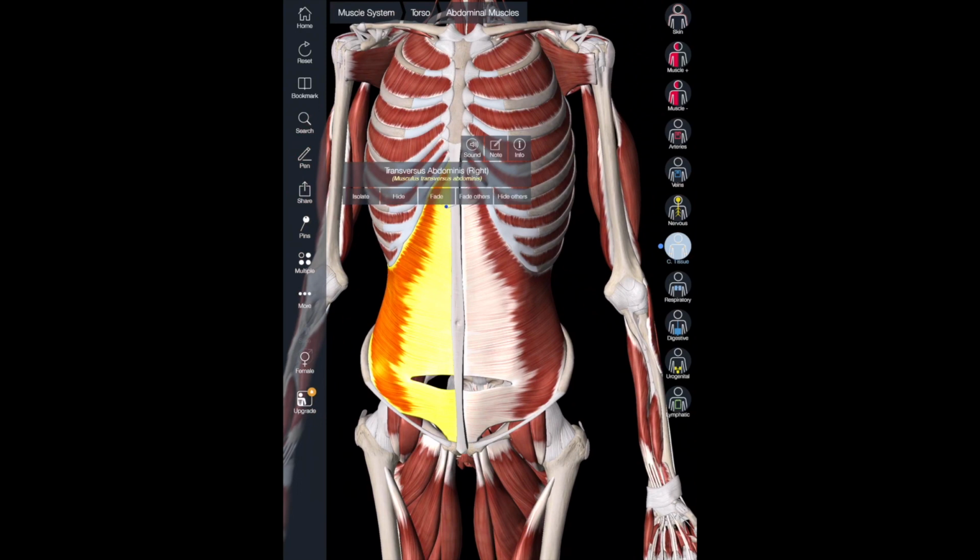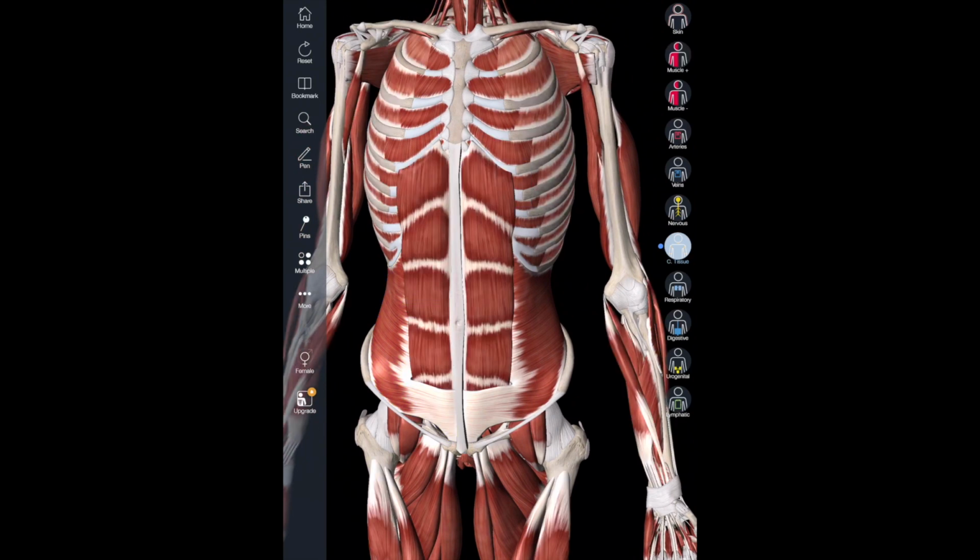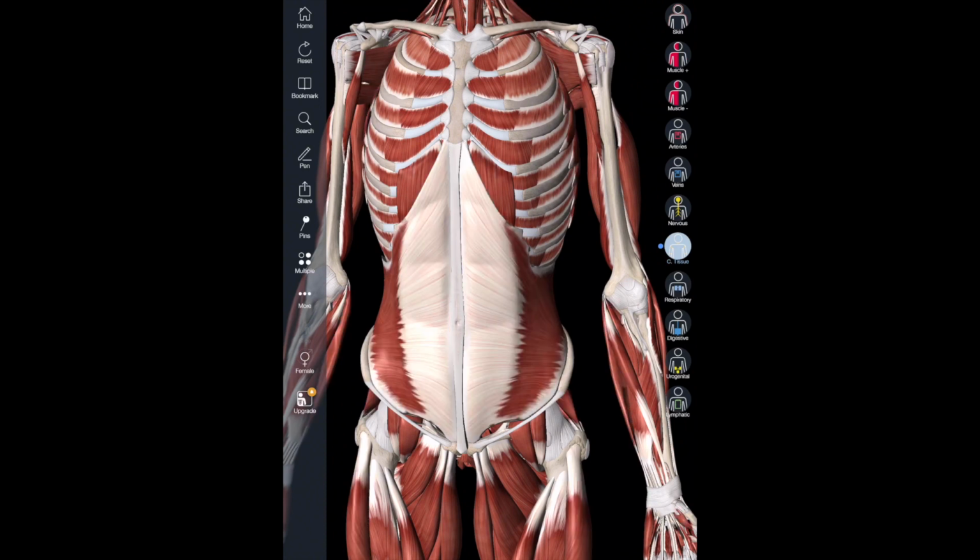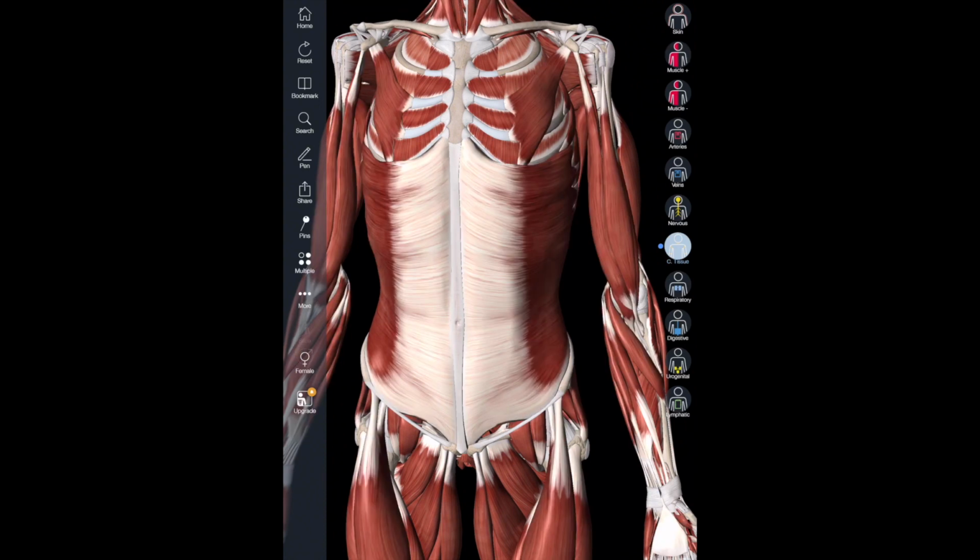Okay, so that's it for the abdominals. We talked about transversus abdominis, this one that we can see here. We talked about rectus abdominis that we can see here. We talked about the internal obliques, and then the most superficial, the external obliques, whose fibers are shown in a weird direction on the app. Okay, so that's it for the abdominals. That's it for video 17.